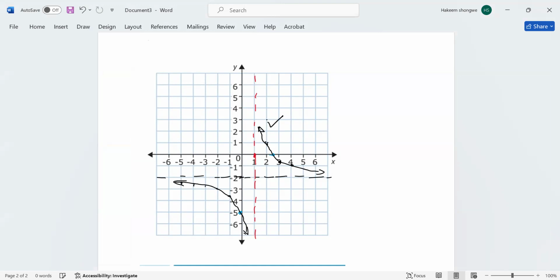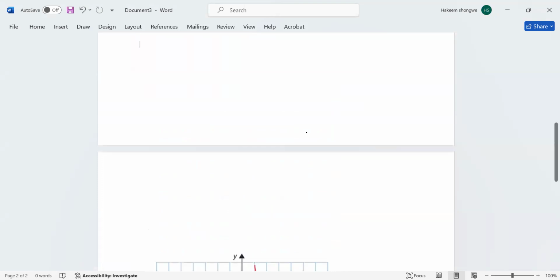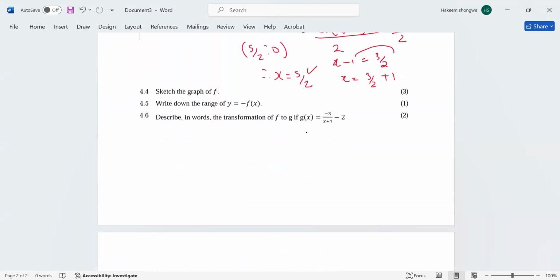So we'll give you 1 mark for the shape. We're also going to give you a mark for the asymptotes, both of them. And we're also going to give you a mark for the x and the y intercept. If your graph is passing exactly at -5 and 2,5, then you're going to get your 3 marks there. And then we go to 4.5.